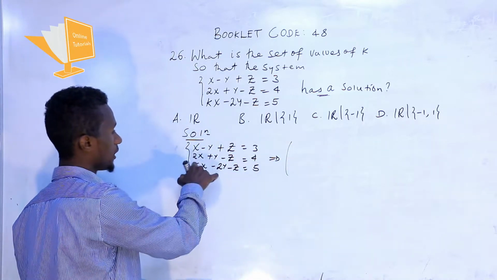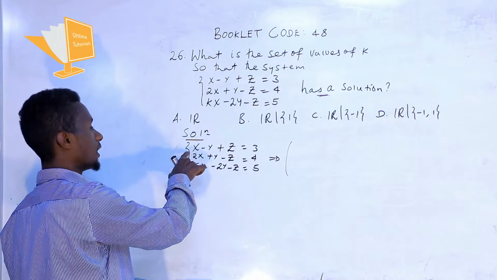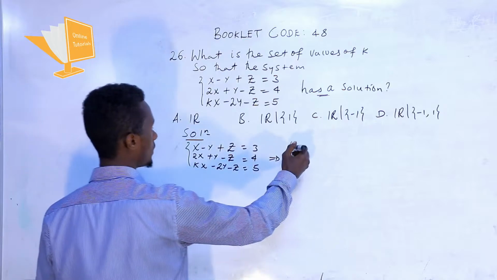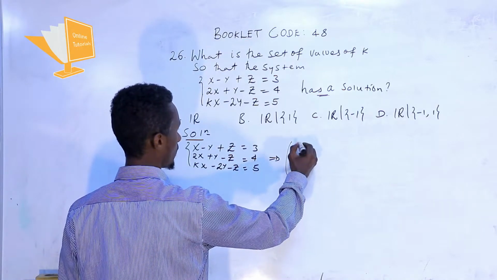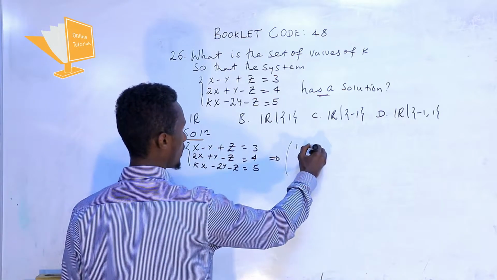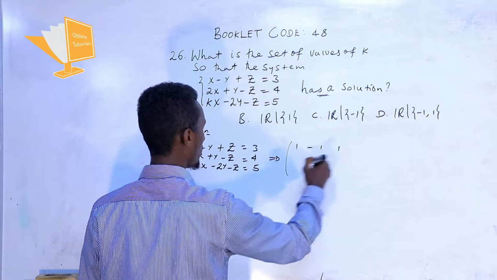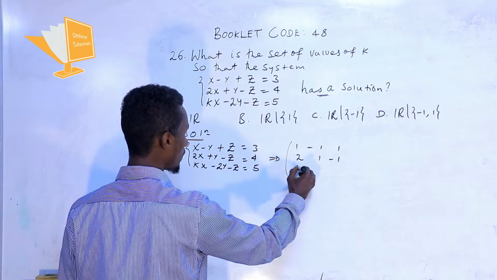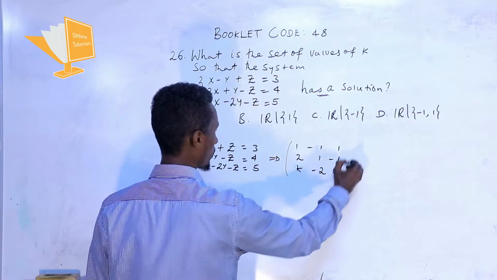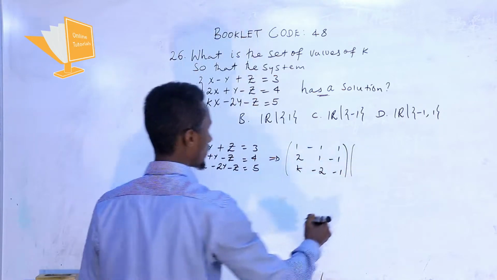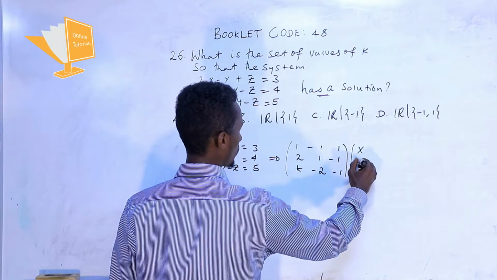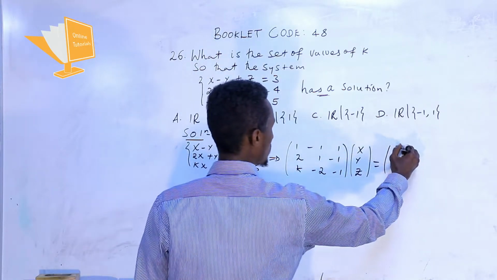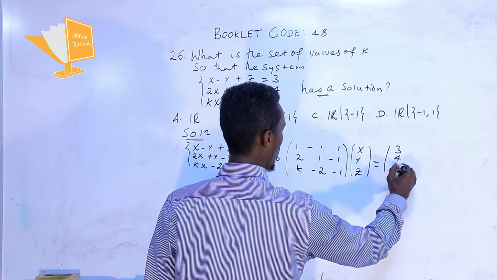Coefficient matrix እንፈልጋለን የዚህን ኢኩዌሽን። coefficient matrix ማለት የእያንዳንዱ ኢኩዌሽን የቫሪያብሎቹ ኮኤፊሺየንቶችን በመውሰድ coefficient matrix እንፈልጋለን። Here we have 1, minus 1, 1 አለን. Then here 2, 1, minus 1, then k, minus 2, minus 1 አለ. Then to write this as a product x, y, z አለ. So this is equal to 3, 4, 5.